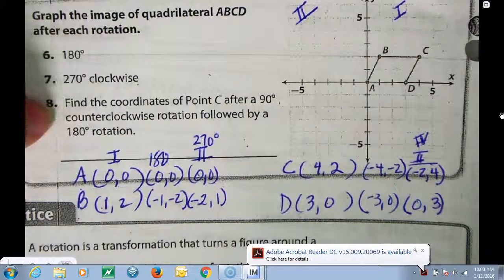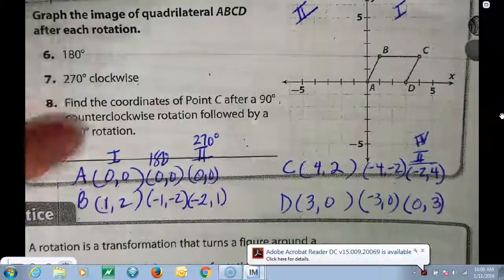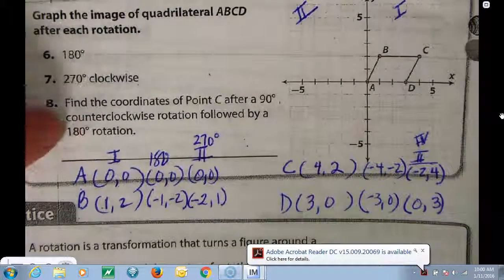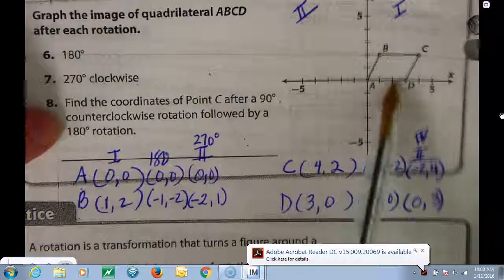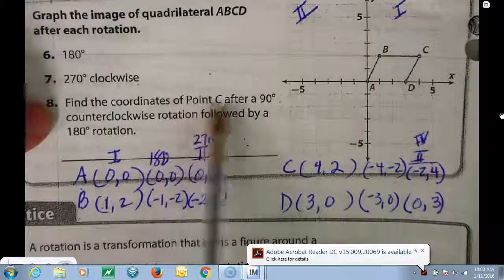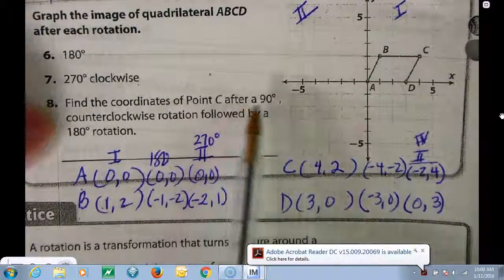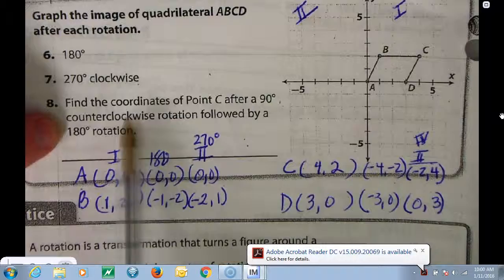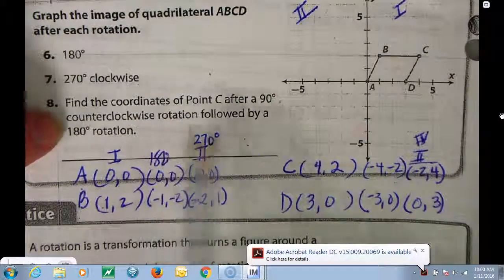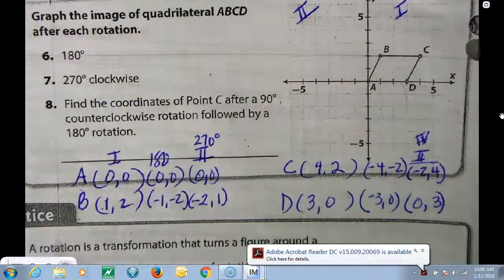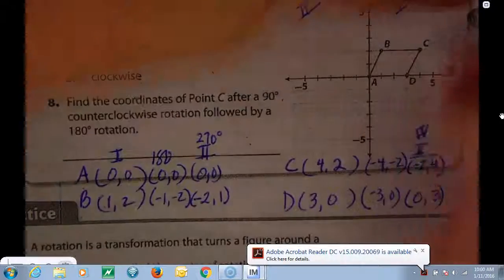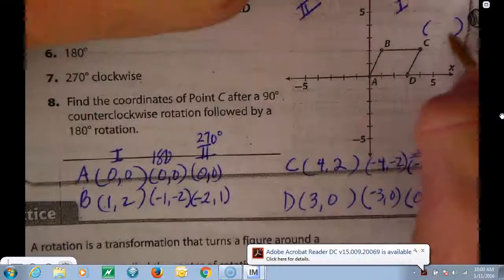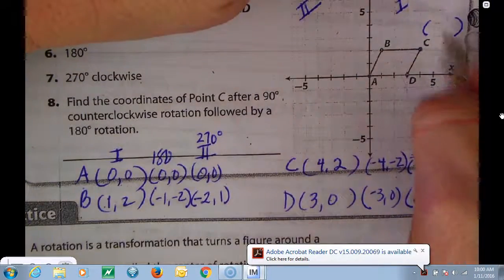Okay, now we're going to do number 8. We're going to put it on here. Find the coordinates of point C after a 90-degree counterclockwise rotation, followed by a 180-degree rotation. So we're going to do 2 things. We're going to take C, which is what coordinate? Let's just put it up here. What's the coordinate for C? 4, 2.